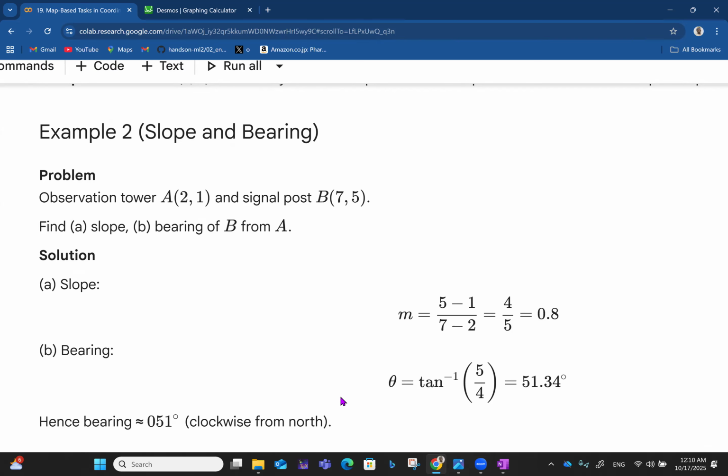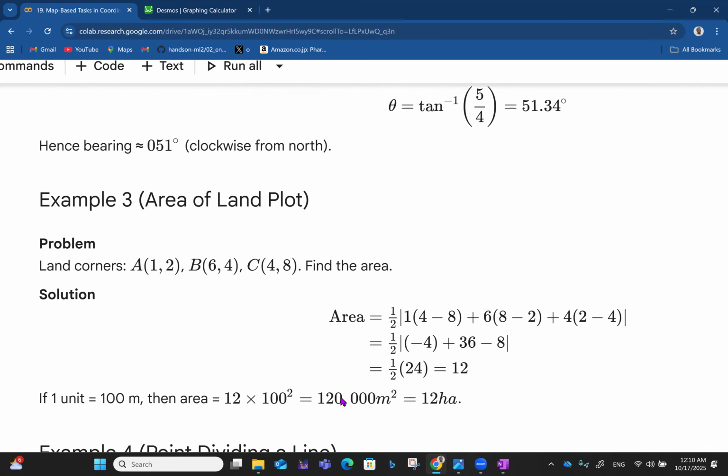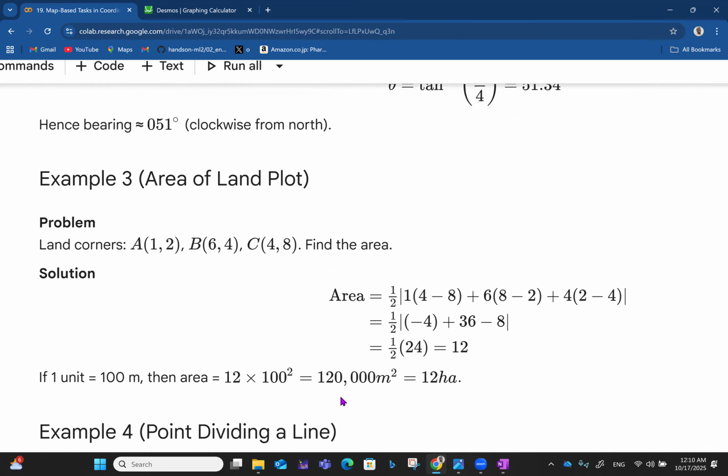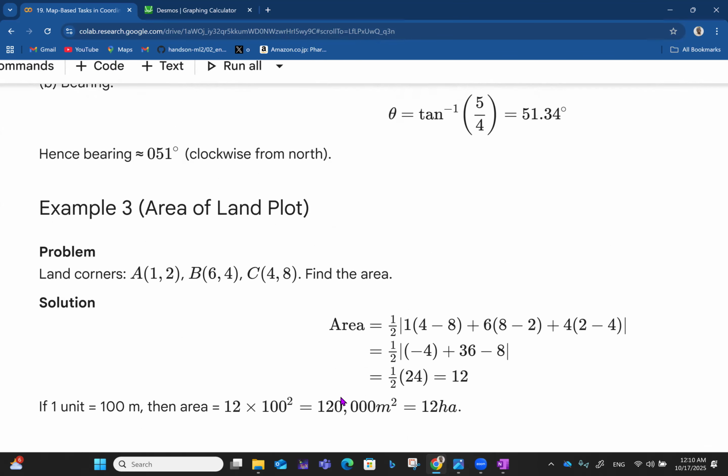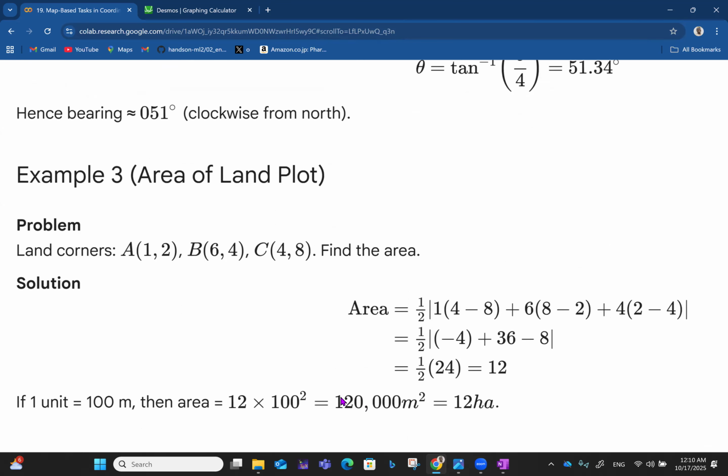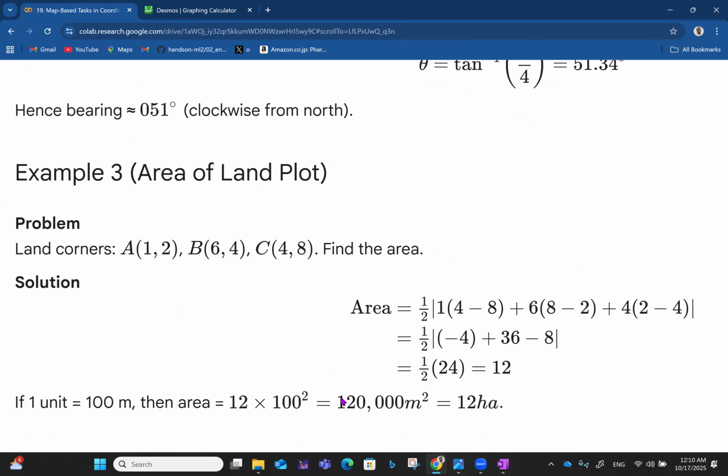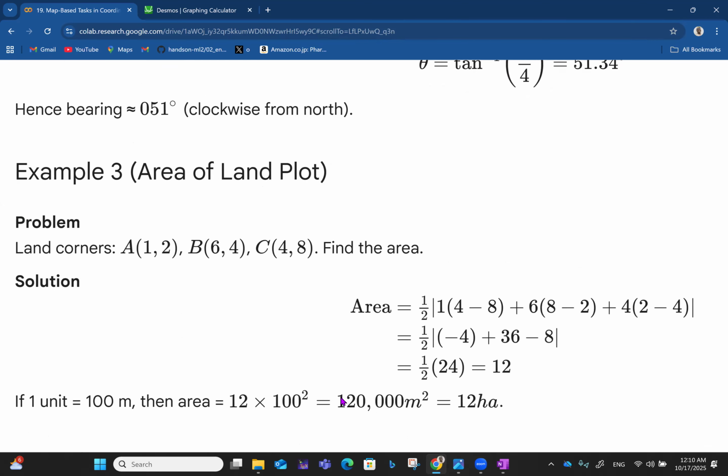Because it's clockwise. So we go to example 3, where we talk about area of land plots. So you want to find the area of a land plot. Imagine that a land has 3 corners, so it has a triangular shape. A is (1, 2), B is (6, 4), C is (4, 8). You want to find the area. So the solution is area equals 1 over 2 into this whole thing, and the answer is 12.